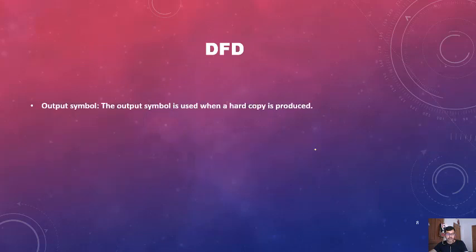The last one was the output symbol. The symbol is used when a hard copy is produced. The output symbol looks like this. Some printing materials, if necessary, then we can use these output symbols.